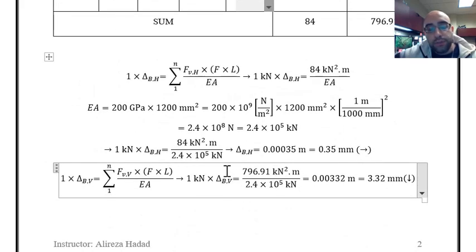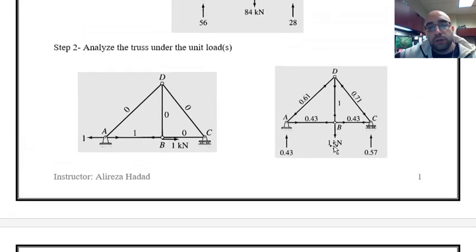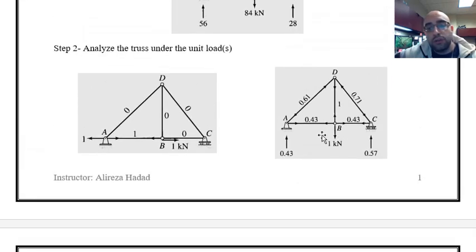So that value is written here. EA we did calculate earlier for the last calculation, so that is written here, and by just calculating the ratio you can see the vertical deflection is 3.32 millimeter. Again, it is positive, which means that the direction of the deflection is the same as the unit load that I applied as the virtual load.